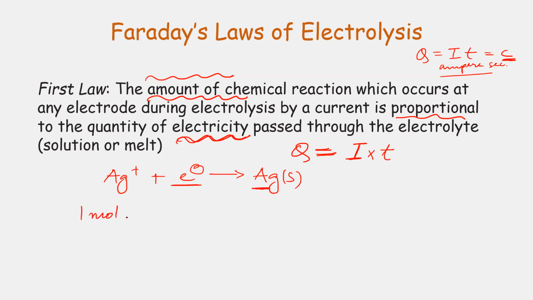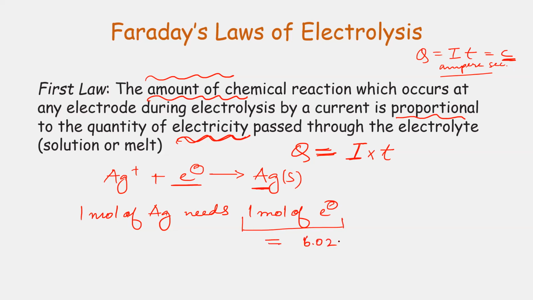One mole of Ag needs 1 mole of electron. Okay, 1 mole of Ag needs 1 mole of electron. Now we will calculate the charge on this 1 mole of electron.